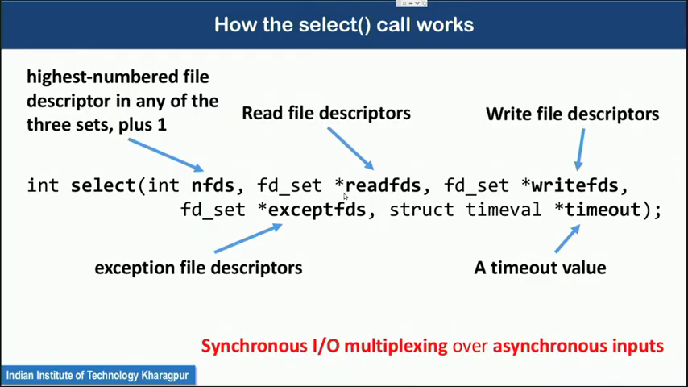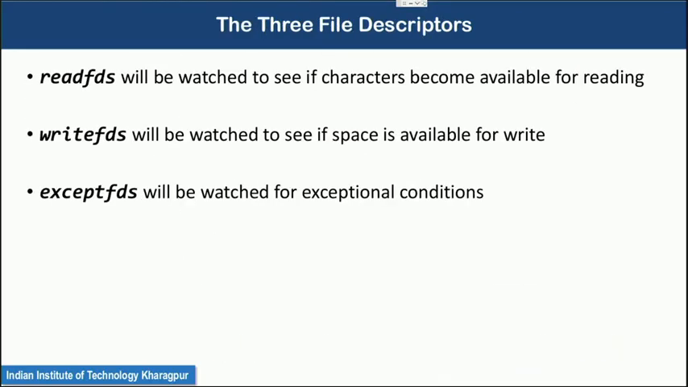So, it is actually providing you synchronous I/O multiplexing over asynchronous input. As mentioned earlier, your input can be asynchronous: you can get a message over the socket while you are typing, but it provides you a multiplexing to select either the keyboard or the socket at one time instance. We have 3 different file descriptor sets. The read set will be watched to see if characters become available for reading. The write set will be watched to see if space is available for writing, and the exceptional set will be watched for exceptional conditions.